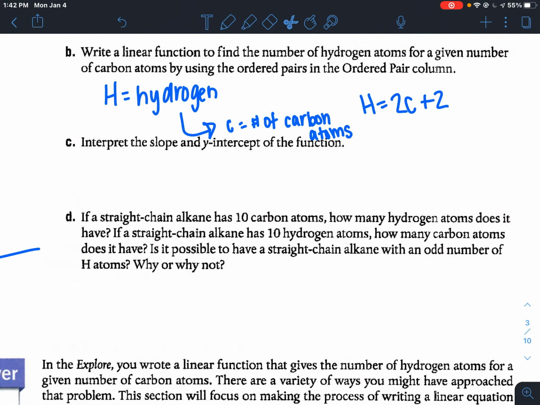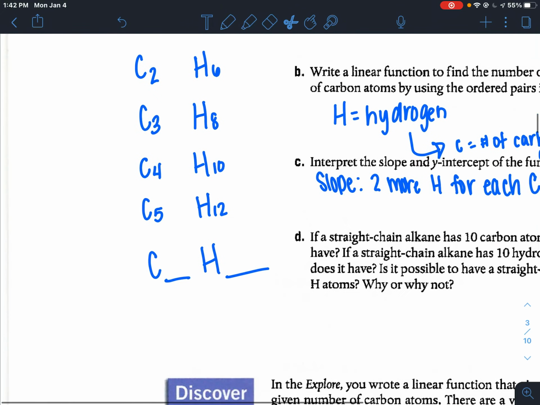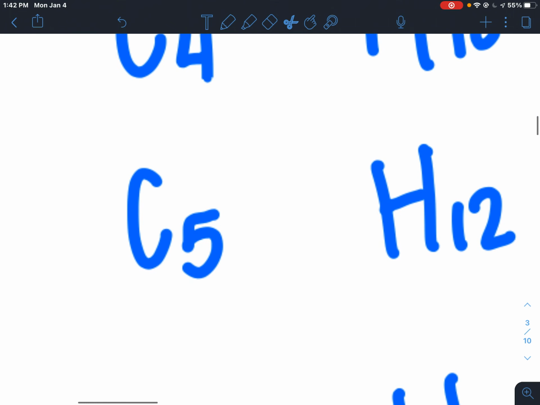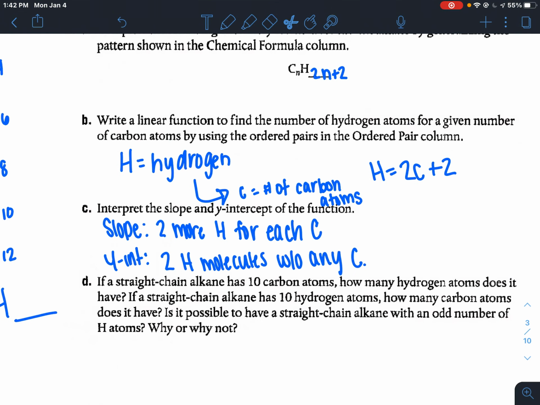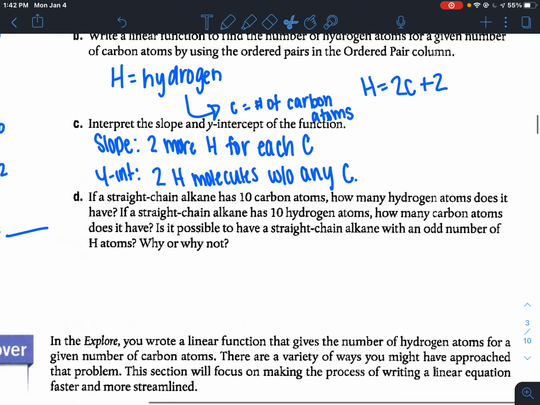Interpret the slope and the y-intercept of this function. So my slope is 2 more hydrogen for each C. I multiplied my carbon by 2. That was my slope. And then for my y-intercept, 2 H atoms without any carbon. So if there's 0 carbon, I'm still going to have 2 H atoms. That's like my starting point.